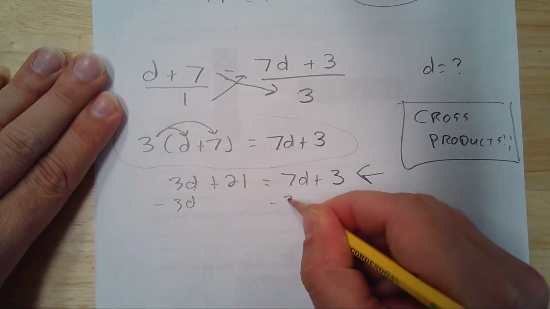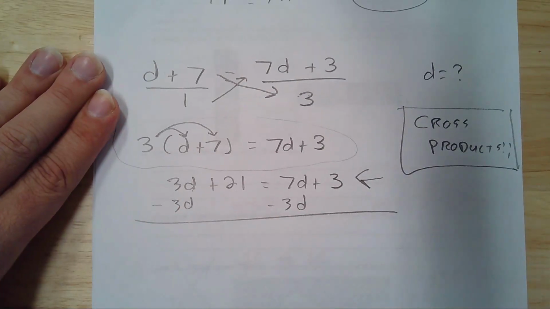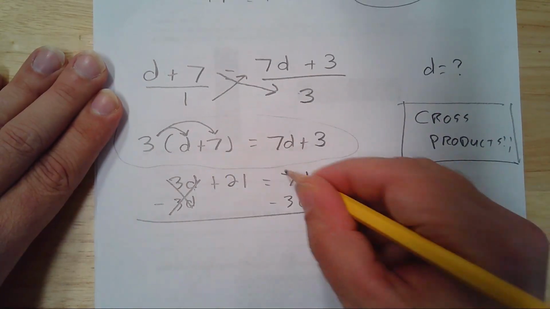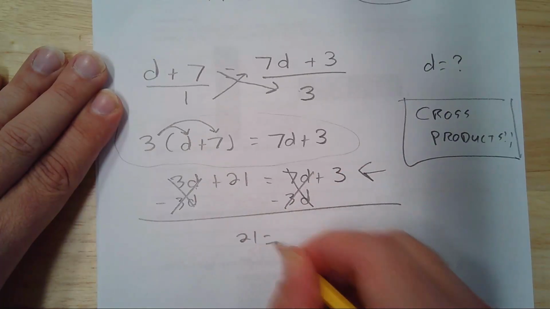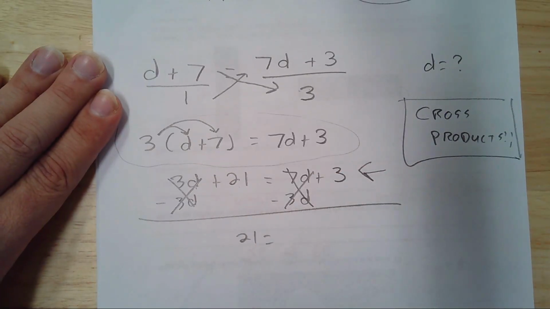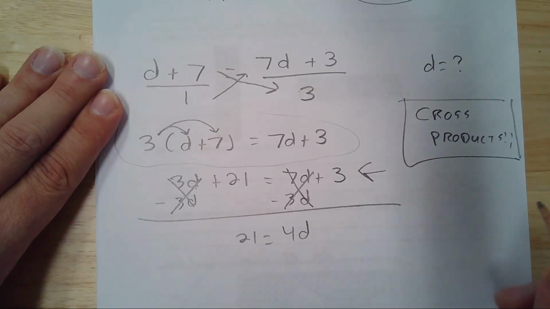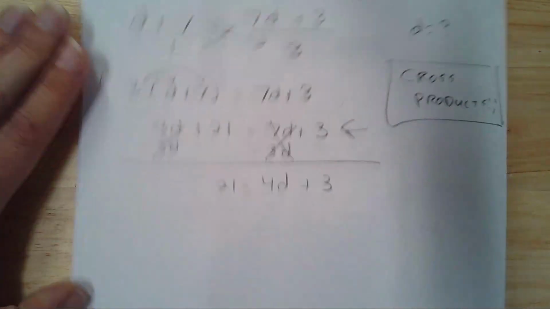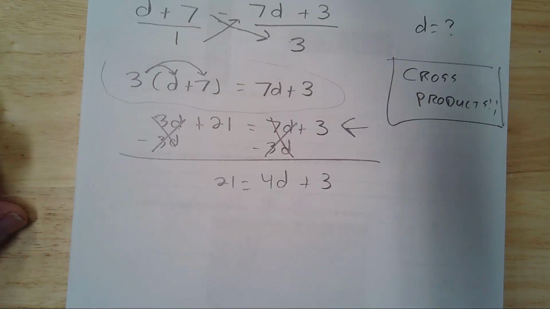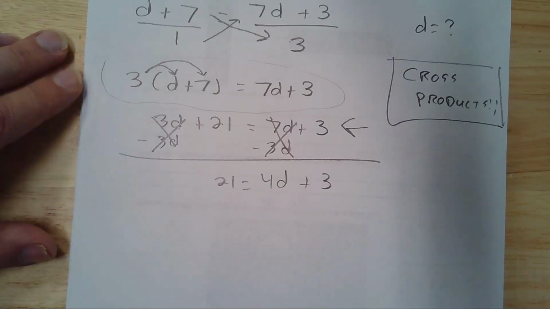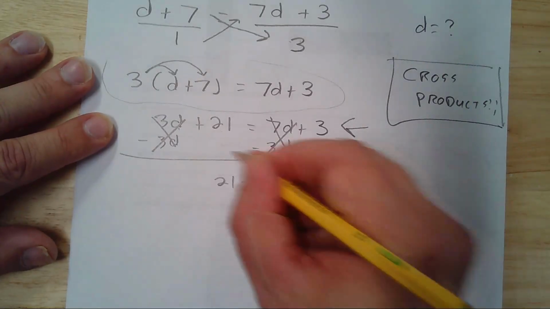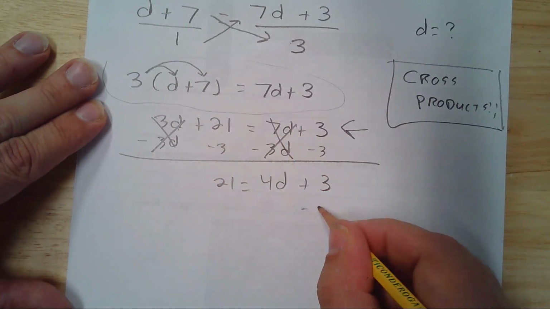Did you subtract 3d from both sides? Yeah. So now I got 21 equals 4d plus 3. And then again, I could certainly do the subtract 3 up here if I wanted, or I can do it down here.